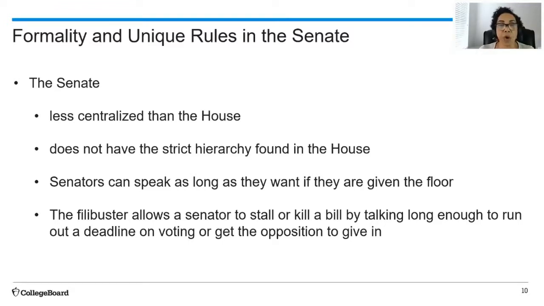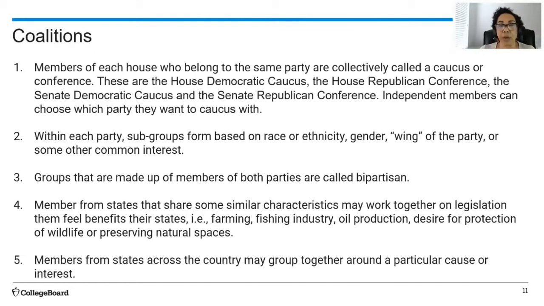When we talk about coalitions, some of them are just a part of the nature of the groupings according to parties. So in the House, we've got the House Democratic Caucus, and we have the House Republican Conference. The Democrats call their grouping a caucus. The Republicans call theirs a conference. We have the same thing that's happening over in the Senate. If you are an independent member, not associated with either party, you can choose who it is that you want to caucus with. You can pick whichever one.